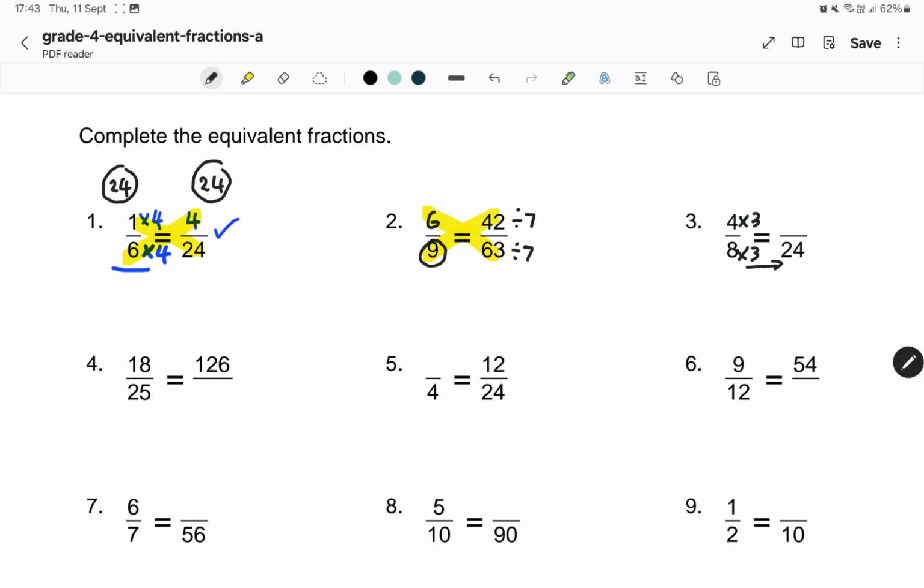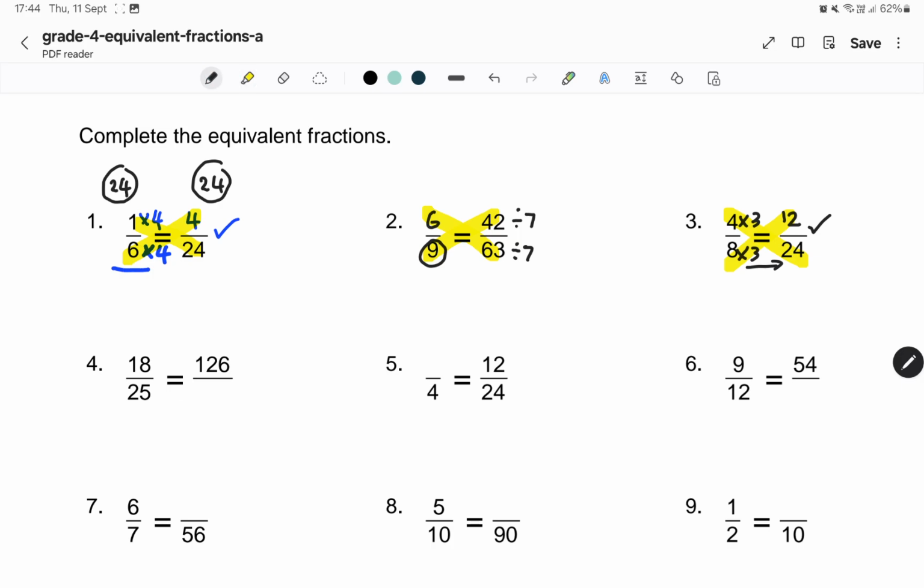4 times 3. What is 4 times 3? 4, 8, 12. It's 12. So you put 12. That is the missing numerator. And if you do cross multiplication, you will find that the fractions are equivalent.